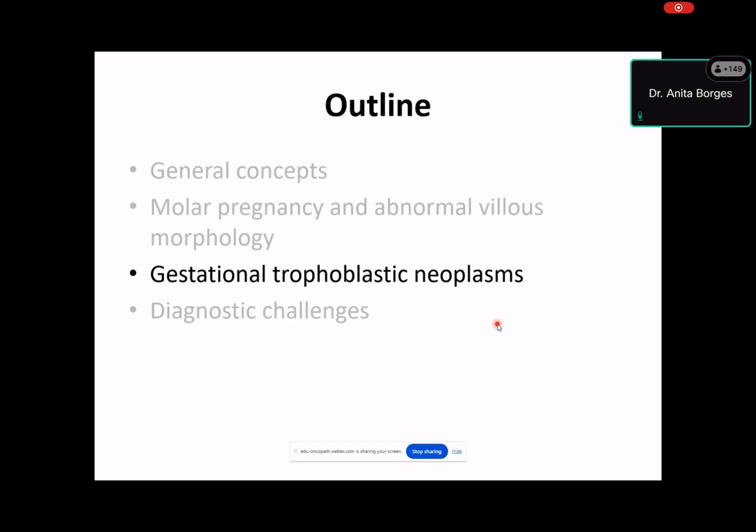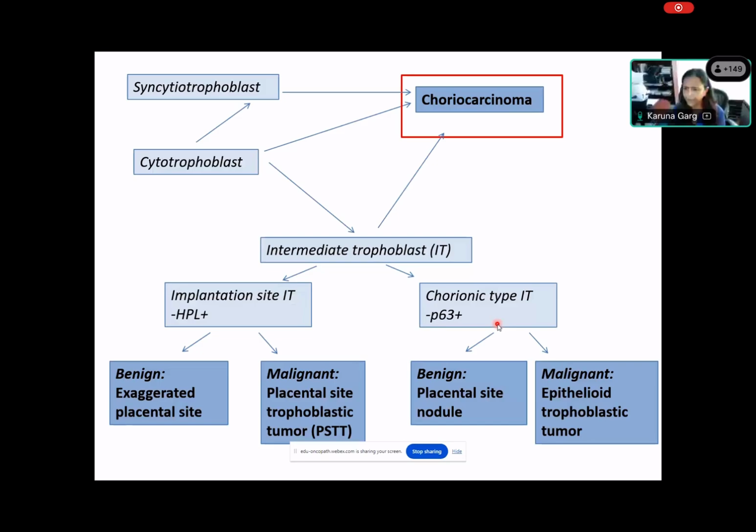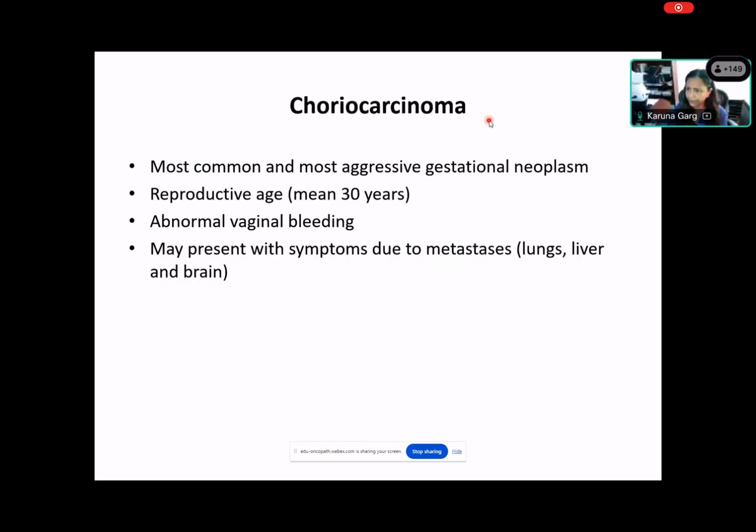All right. Thanks. Let's go on to the neoplasms, gestational trophoblastic neoplasms. Again, we sort of went over this, so we're going to start with choriocarcinoma. This is, of course, the most common and the most aggressive gestational neoplasm. Most patients will present with abnormal vaginal bleeding. We have seen cases where the diagnosis is made at the time of metastasis, so the tumor's already gone to the lungs or the liver or the brain. So that does happen.